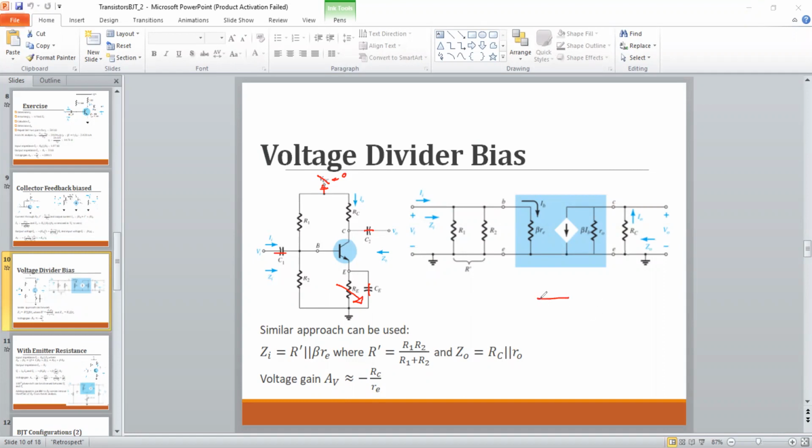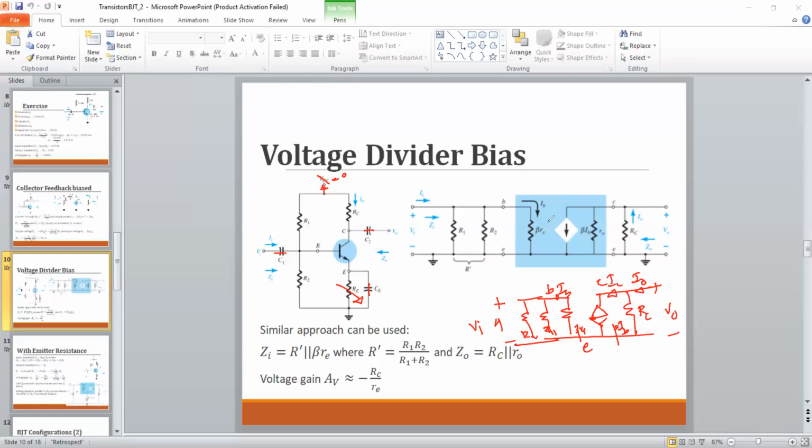So let's draw this transistor circuit. This is your emitter, this is your base, this is your collector. You have an RC in between the collector and ground. This is your RC. This is plus and minus, this is V out, this is I out. This is IB. And what about the input? You have two parallel resistances, R1, R2. This is VI. This is beta RE, this is beta IB, this is your IC, and so on.